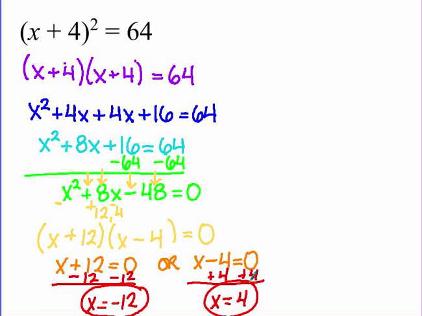When you went from x plus 4 to the next part, how did you get to 16? Because I took first times first. That's where the x squared comes from. x times 4. 4 times x. And then 4 times 4. Okay? Any others?